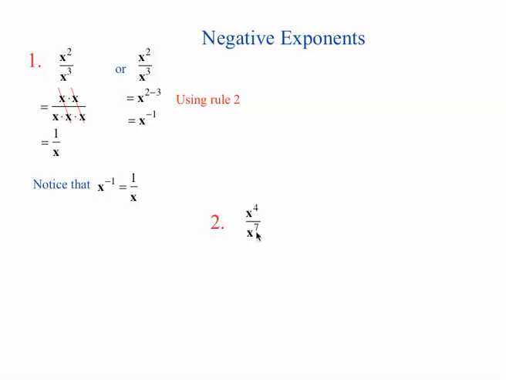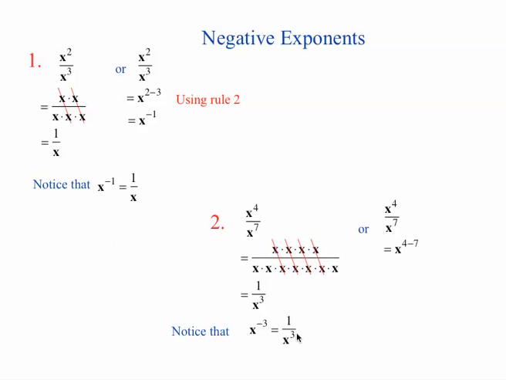Here's example number 2, x to the 4 divided by x to the 7. Once we do all our canceling, we end up with 1 over x to the 3. And if we used our rule number 2 and subtracted the exponents, 4 take away 7, which kind of goes against the grain, since normally you would do 7 take away 4 and get 1 over x to the 3, you get x to the negative 3. This shows that x to the negative 3 is the same as 1 over x to the 3, using rule number 2.